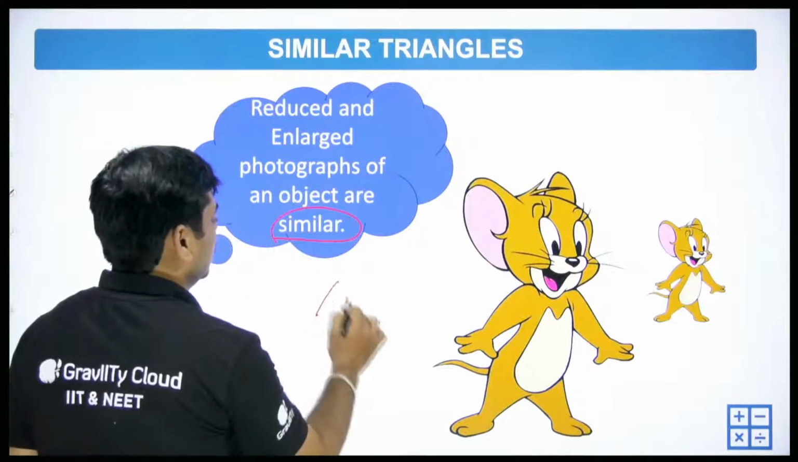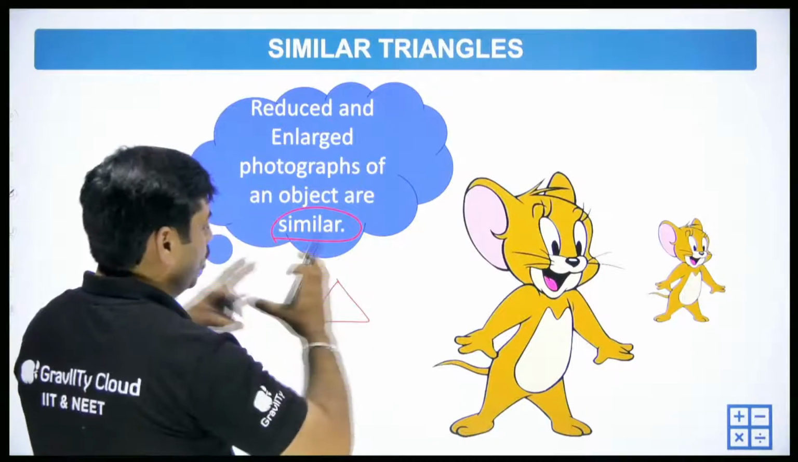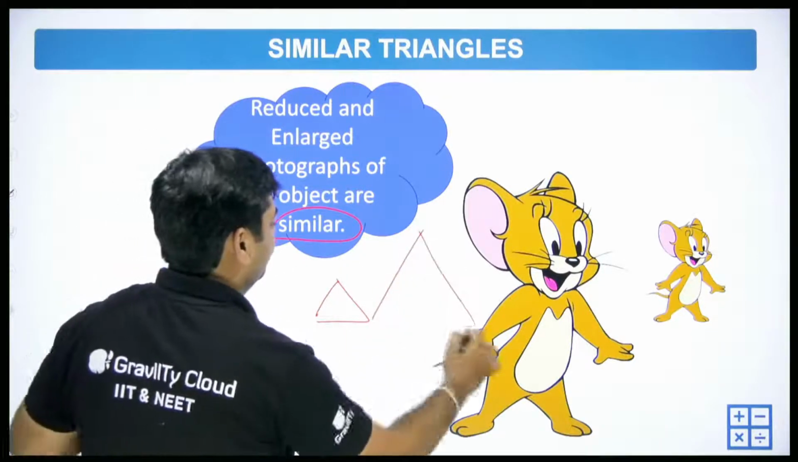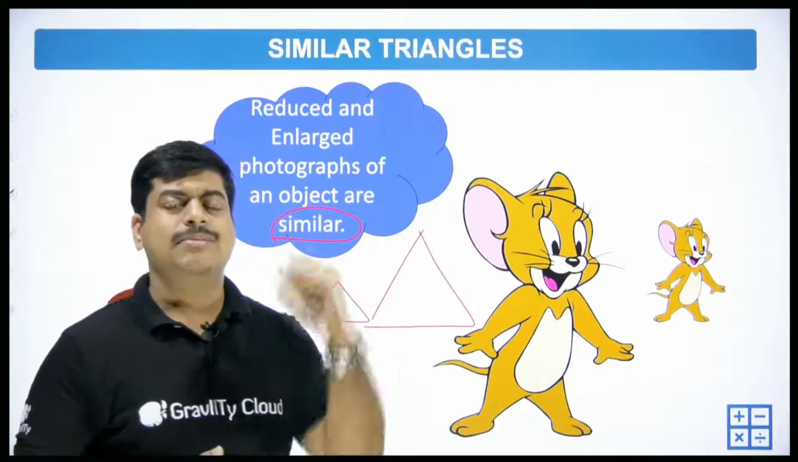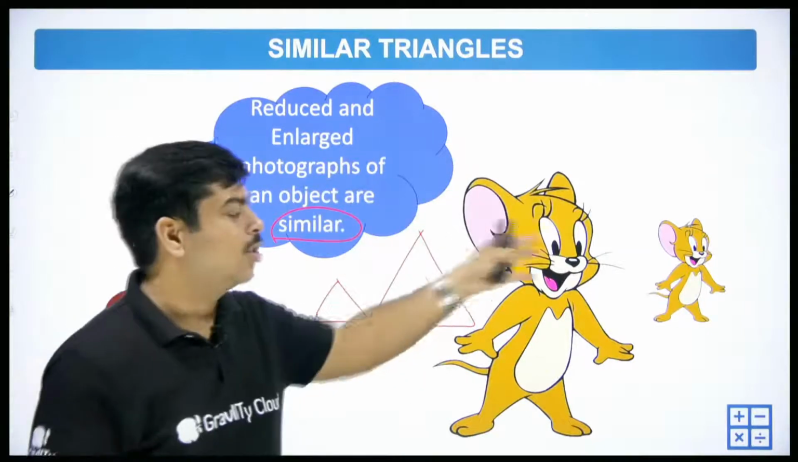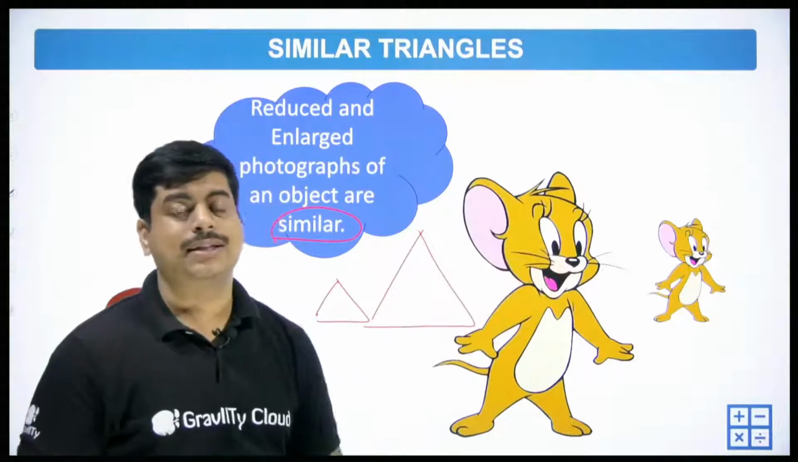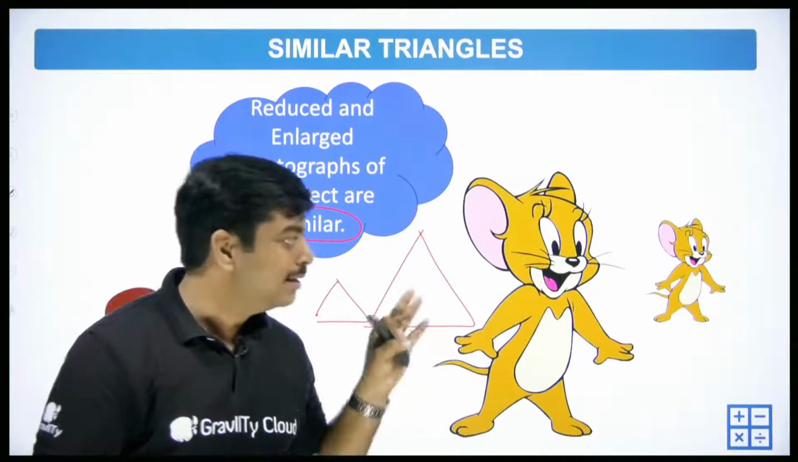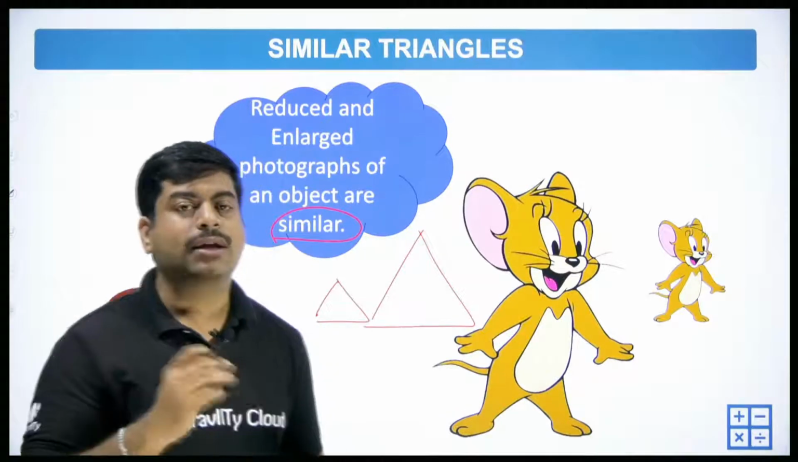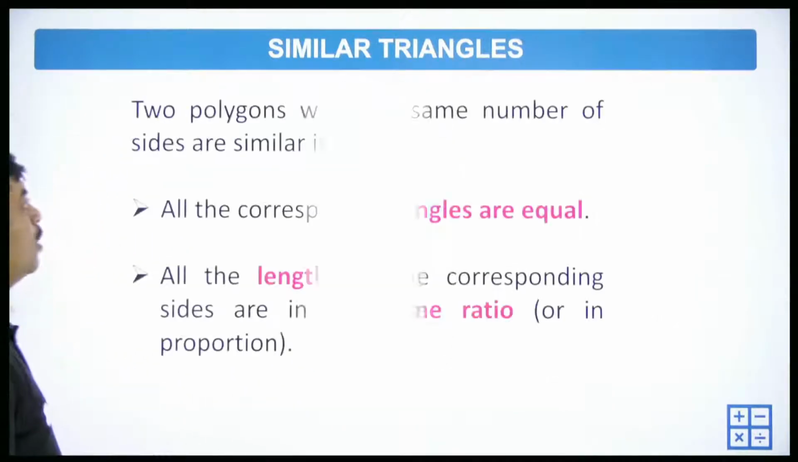If there is a triangle like this, and if you zoom or enlarge and make it a bigger one, they are similar, but they are not congruent. Congruency means equal sides and equal angles. These are not equal in sizes, so we cannot say anything about congruency, but they are similar.